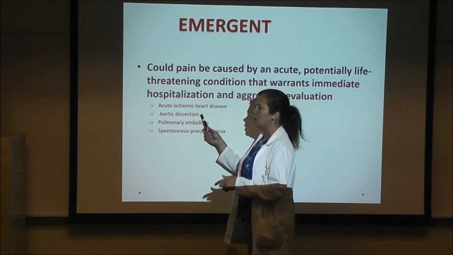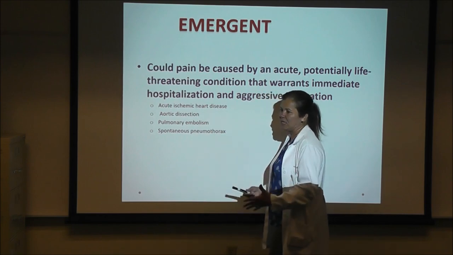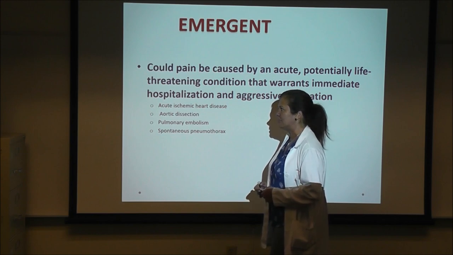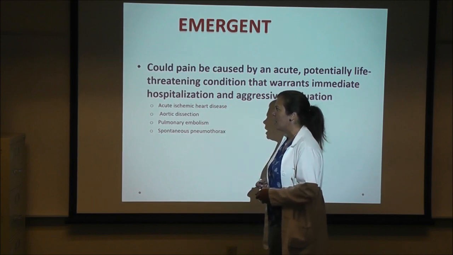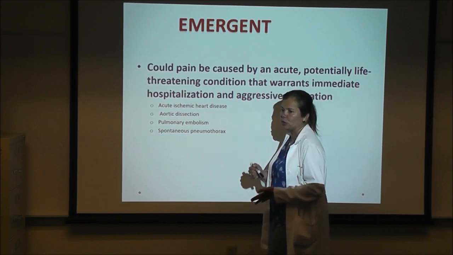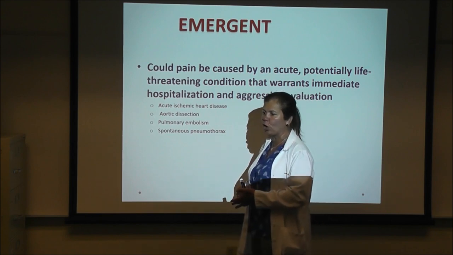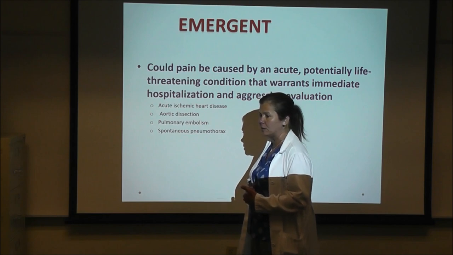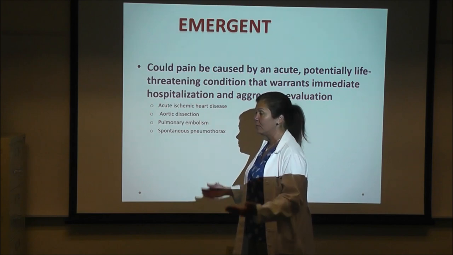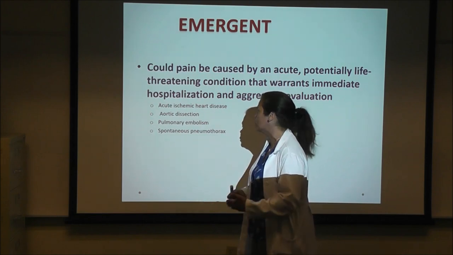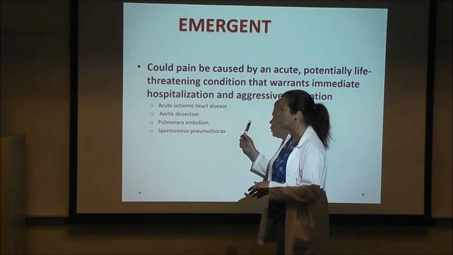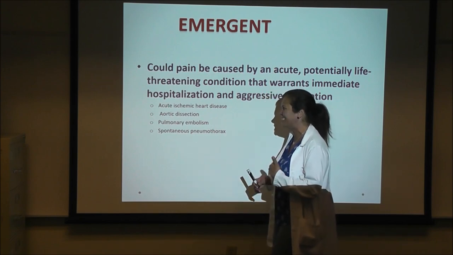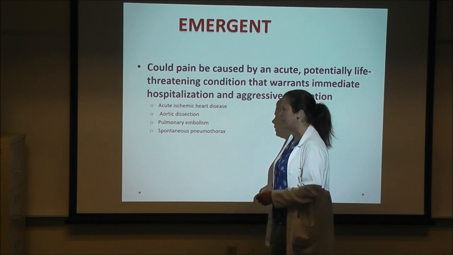Aortic dissection, mostly you look at the ripping, severe pain associated with hemodynamic instability, has to go to the OR. Pulmonary embolism is sharp in nature, is pleuritic, worsening with inspiration and cough, associated with shortness of breath, sometimes hemoptysis, or completely asymptomatic. But if the chest pain is present, it's mostly pleuritic in nature. And we're going to talk about treatment of pulmonary embolism and diagnosis of it in pulmonary.